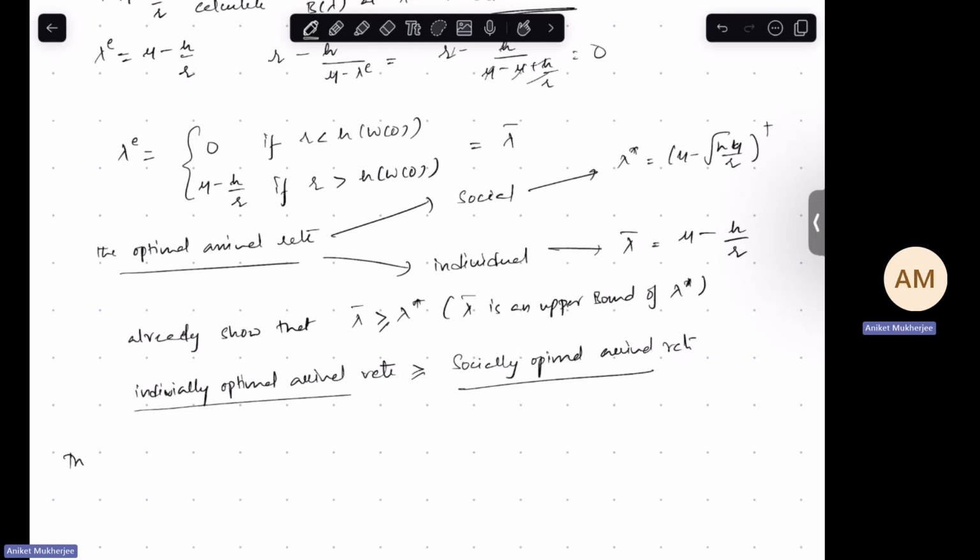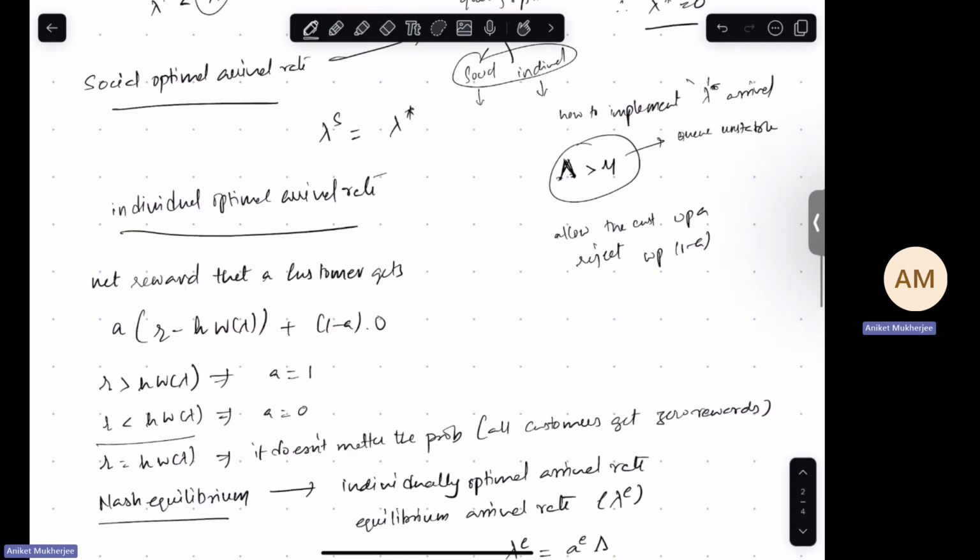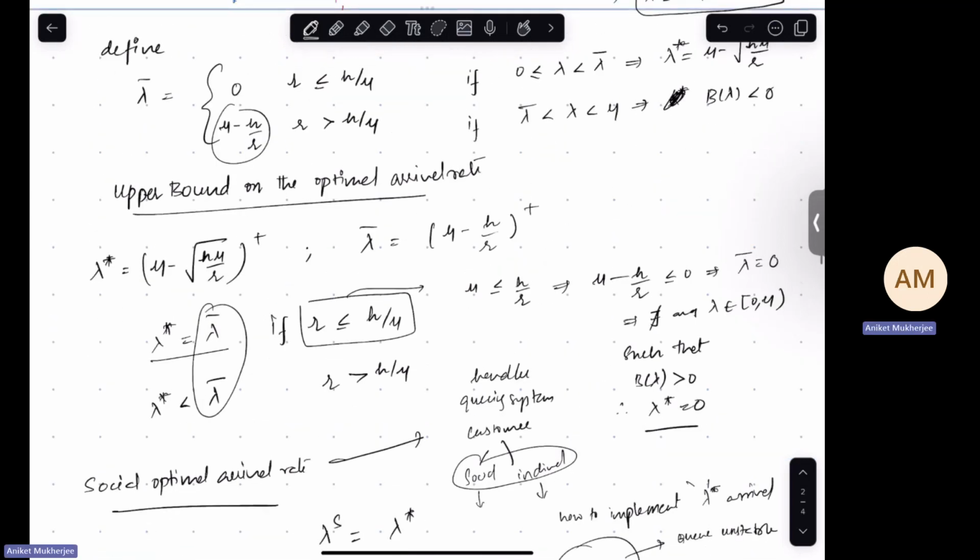So next we have a little theorem. The theorem states that lambda s would always be less than or equal to lambda e, the same thing that we stated here. And lambda s equal to lambda e equal to 0 if r is less than or equal to h by mu, which we have derived here. While deriving the upper bound, we saw that lambda star equal to lambda bar and both are equal to 0.